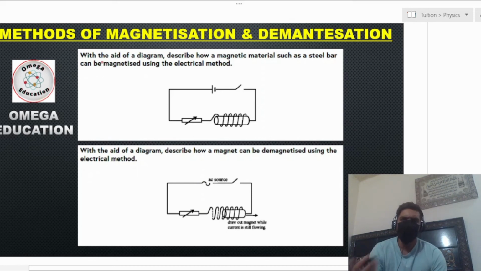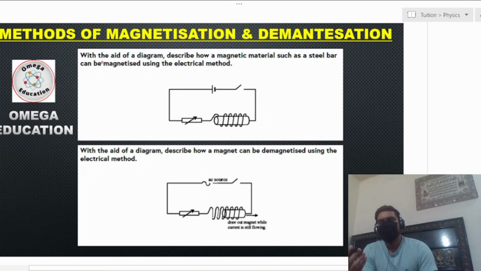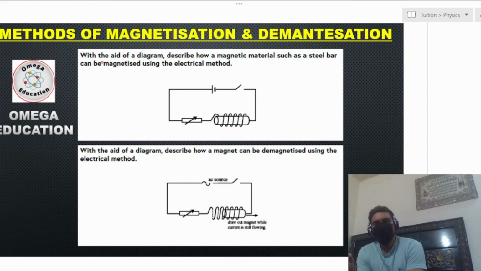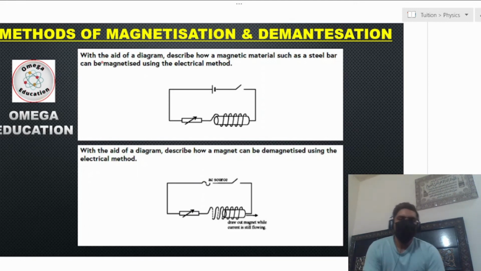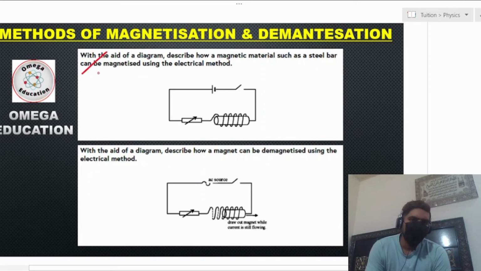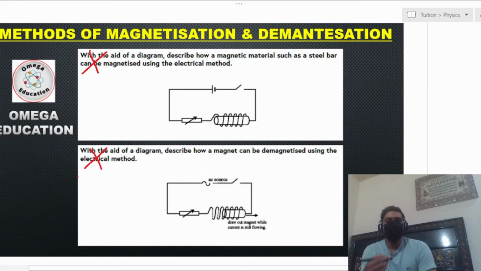So they include, you would find it in notes, single stroke method, double stroke method, DC electricity method, AC electricity methods, stuff like this. So all the questions related to methods of magnetization and demagnetization have now been removed. Wherever you find a question like this, you can just ignore it, and rather spend your extra time on the topics that have been added in the new syllabus.